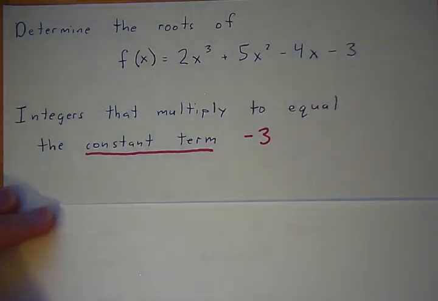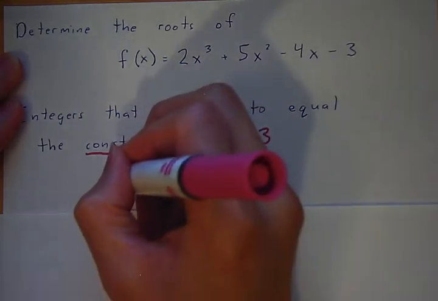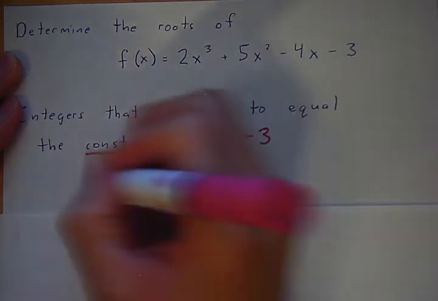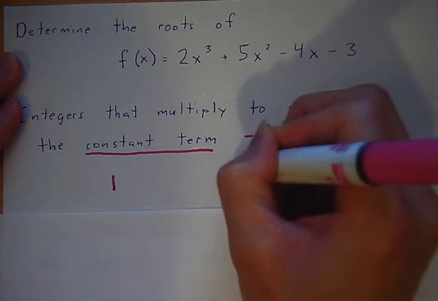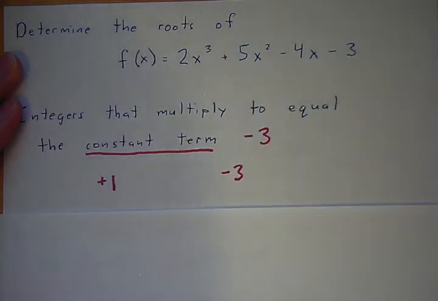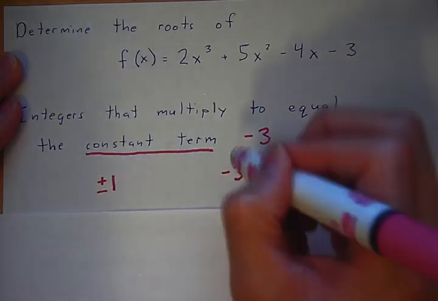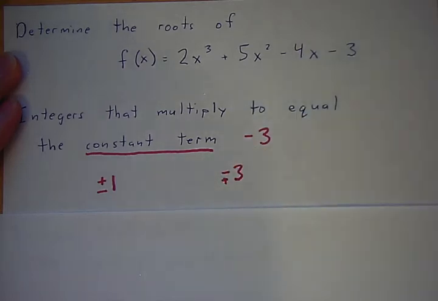So what numbers multiply to equal -3? Well, you have +1 times -3, or you have -1 times positive 3. Those are the only ones.